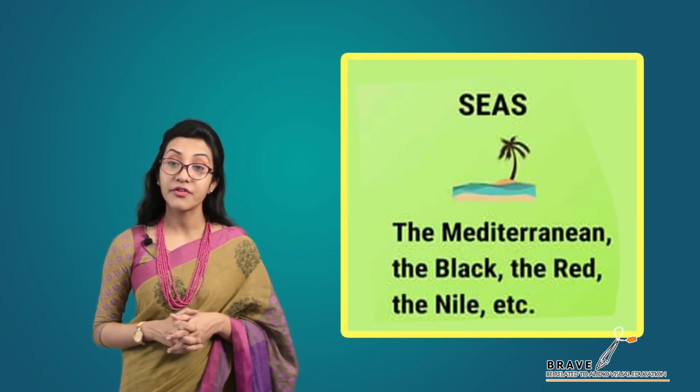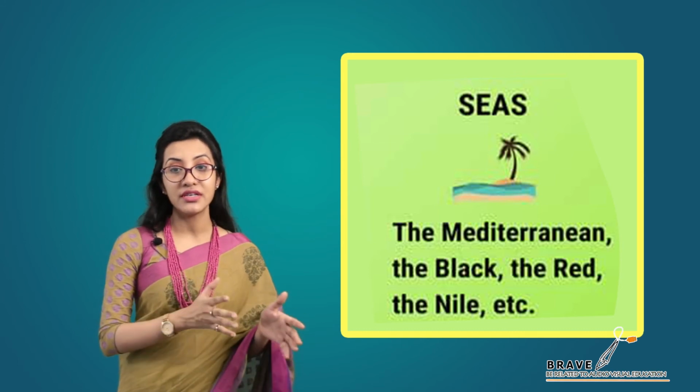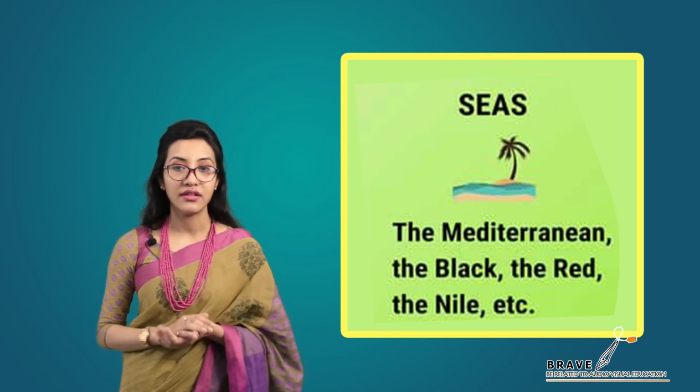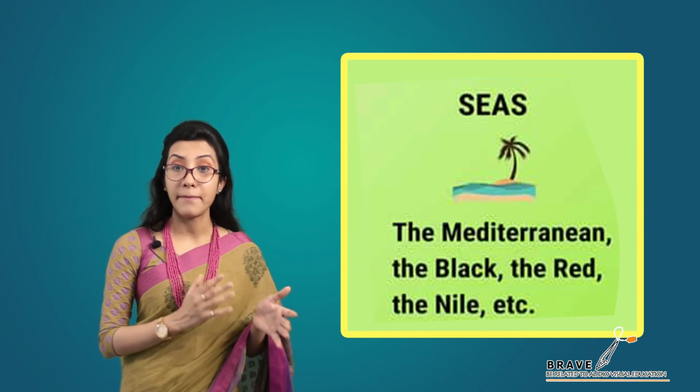Next rule is when we refer to seas or oceans, we are going to use the definite article "the". For example, the Mediterranean Sea, the Nile, the Bay of Bengal.